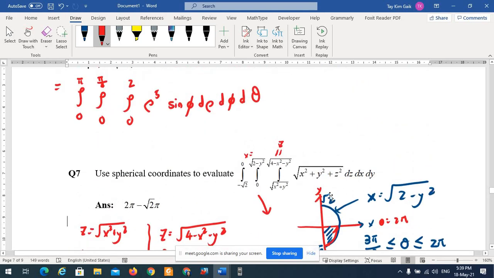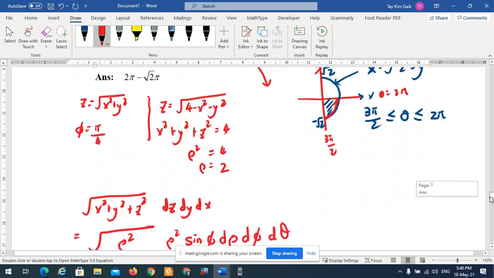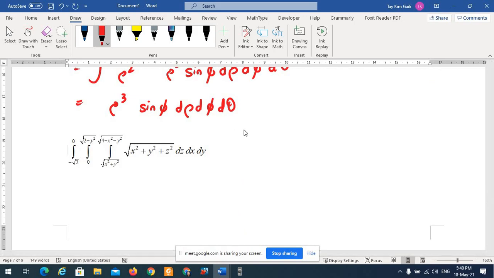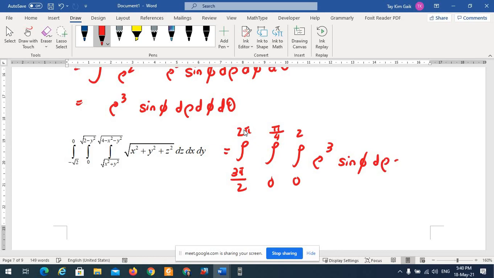So question 7. Theta is from 3 pi over 2 until 2 pi, phi from 0 to pi over 4, rho from 0 to 2. The integrand combined with dz dx dy gives in total rho cubed sin phi d rho d phi d theta. Again, a similar technique. Because you don't have a difficult integral, you should have no problem integrating it. As long as you get the limits correctly, you should be able to integrate it. So this is question 7.